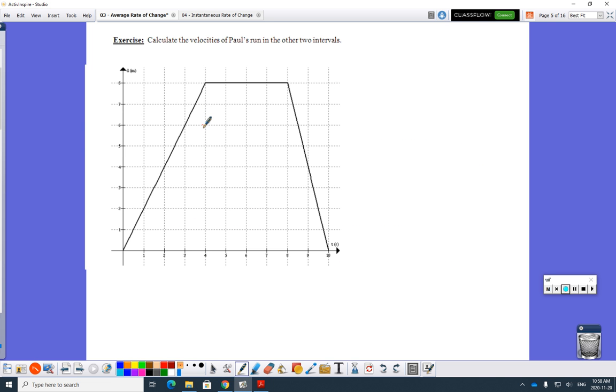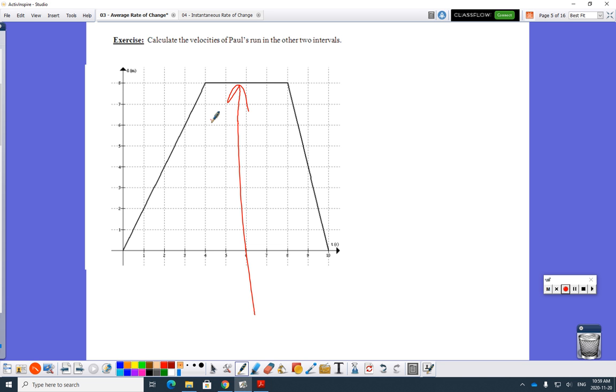So this says calculate the velocities of the other two parts of Paul's run. Again, this is just reviewing old stuff to set up for later things. Well, I hope we're at the point. If not, it's my job in the next few minutes to get you to the point where you can just look at that and go, I don't need to do any calculations. I know what Paul's velocity was in this section of his run. How fast was Paul going during that time?